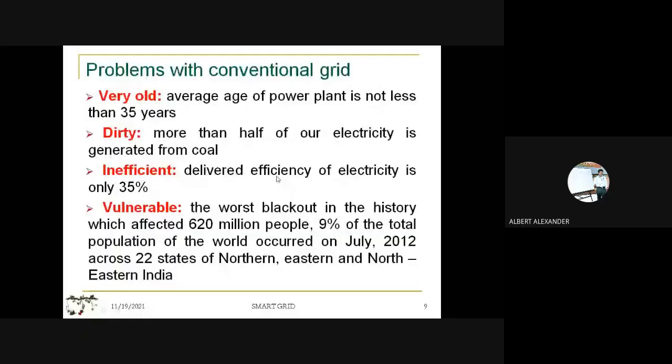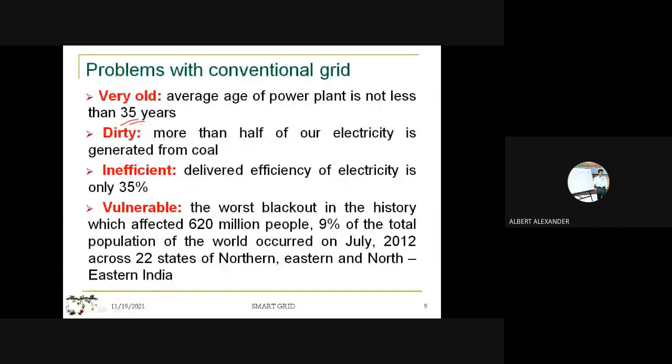Here we can see the problems that are available with the conventional grid. Most of the grid in our India is quite old, more than 35 years of age. The power plant age is also more than 35 years. When we speak about the Mettur thermal power plant, and most of the power plants in India, they were constructed more than 35 years ago.